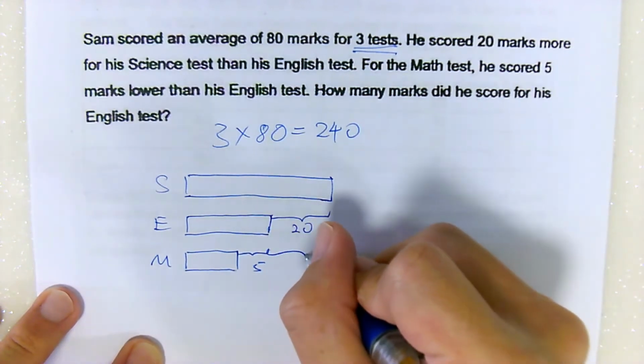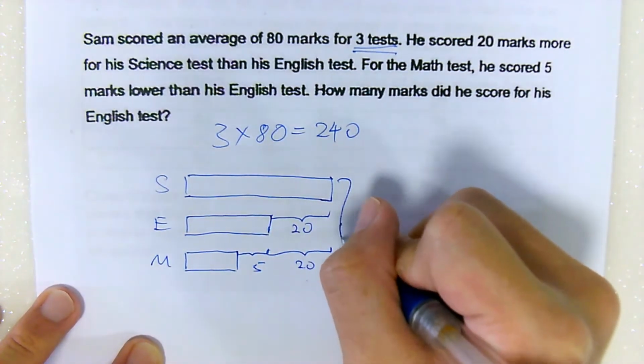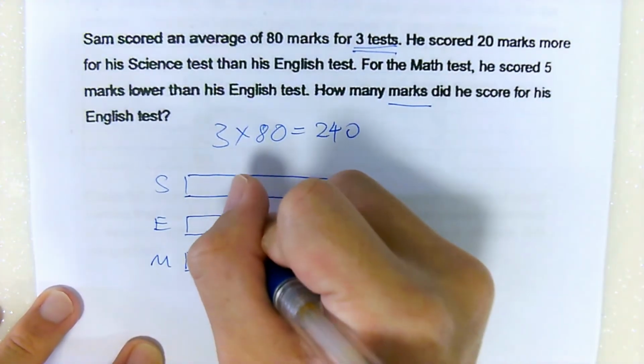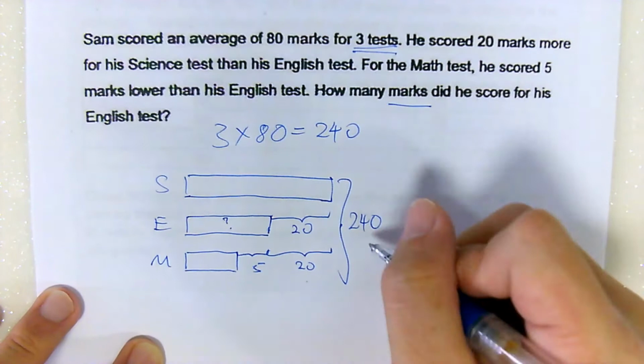Which means that from here to here is 20, and the total is 240. So this is how you draw a model. They ask how many marks did he score for English, so it's a question mark for this. Now how do you do this?